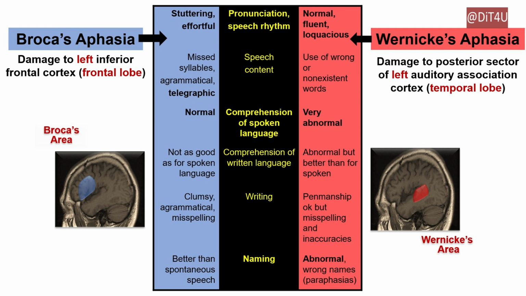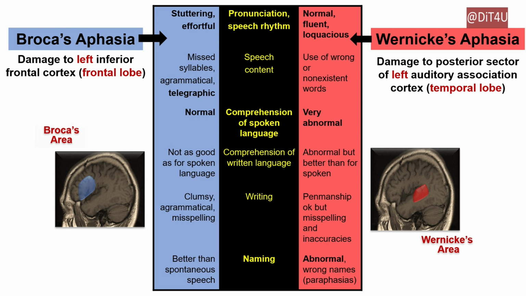So what is the difference in the two types of aphasias? Broca's aphasia is motor aphasia. So you have stuttering and effortful speech. Pronunciation is affected. Whereas in Wernicke's, normal pronunciation, fluent, loquacious, lot of language, fluent, but it doesn't make sense. Speech content, there could be missed syllables, agrammatical and telegraphic speech. Association words are missing. That's what we mean by telegraphic speech. That is seen in frontal aphasia or Broca's aphasia.